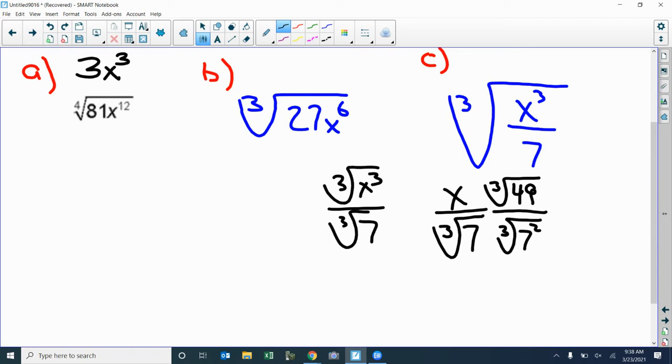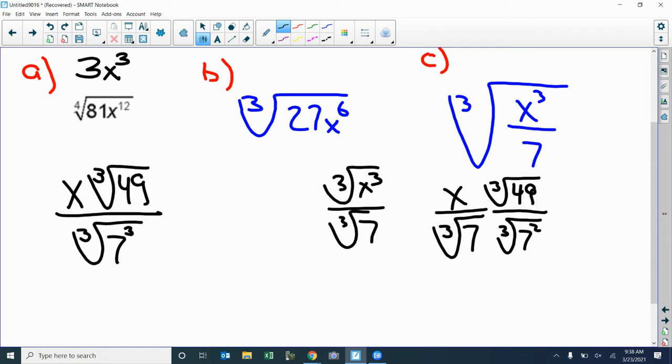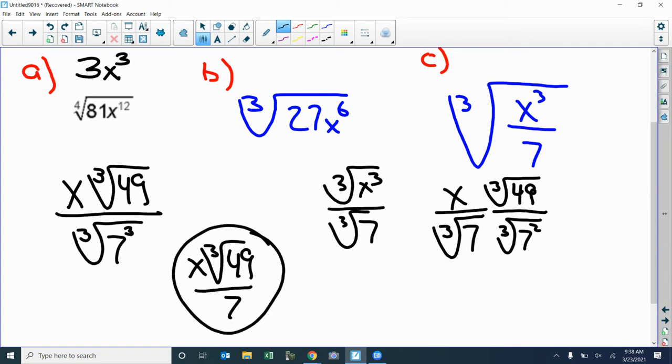Okay, so now I have x times the cube root of 49, which I can't do anything with. Underneath, I'm going to have the cube root of 7 to the 3rd, right? But what is the cube root of 7 to the 3rd? It's 7. So now my answer is going to be x times the cube root of 49 over 7.